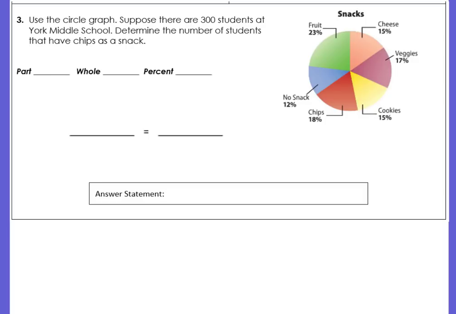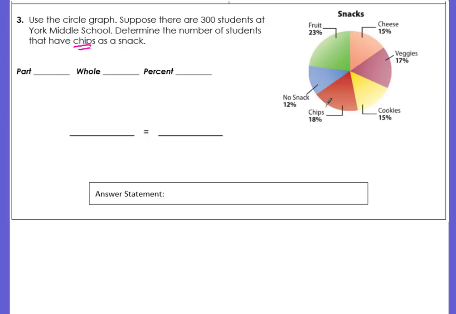Use a circle graph. Suppose that there are 300 students at York Middle School. Determine the number of students that have chips as a snack. Okay, so now we're getting into the word problems. So the part we're talking about is the chips. Do we know how many people chose chips?